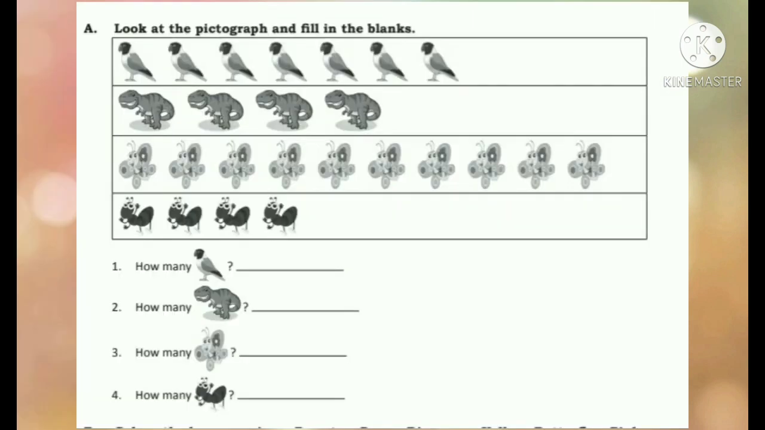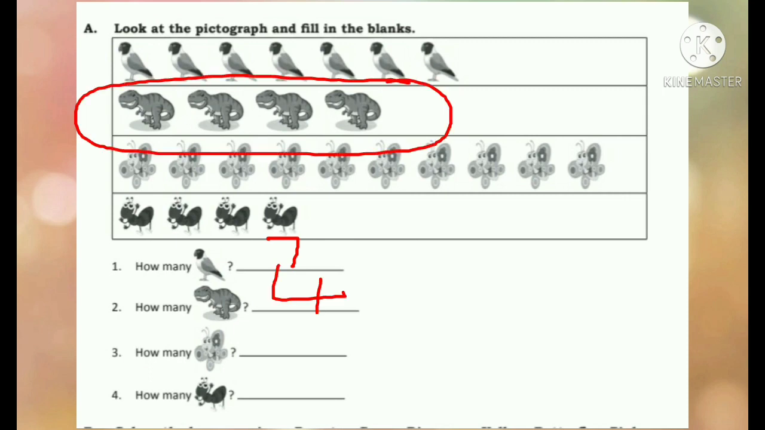Children, let us solve the next question. Look at the pictograph and fill in the blanks. In this pictograph, we can see birds, dinosaurs, butterfly and ants. So let us solve the following questions. How many birds? See, there are 7 birds. 1, 2, 3, 4, 5, 6, 7. So we can write here 7. The next question, how many dinosaurs? See, there are 4 dinosaurs. So let us write here 4.